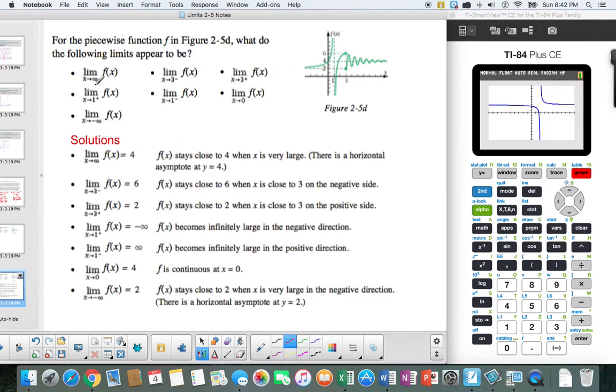So as x goes to infinity, we're getting closer and closer to the number 4. As we get closer to the number 3 on the left-hand side, it looks like we're getting close to the number 6. But from the right-hand side, we're getting close to the number 2. As x approaches 1 from the right-hand side, it looks like it's going to negative infinity. But if we approach 1 from the left-hand side, we're going to positive infinity. As x approaches 0 right here, there's no infinity involved, and we just say the answer is 4, and we say this is continuous. If we go to negative infinity, the y values get closer and closer to 2.